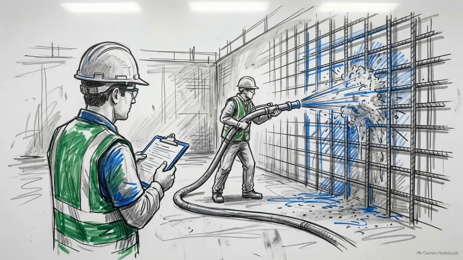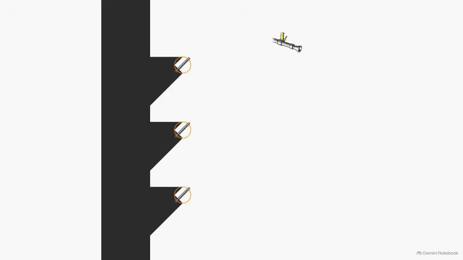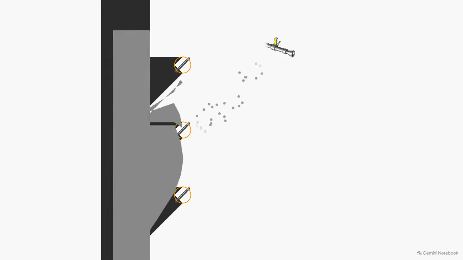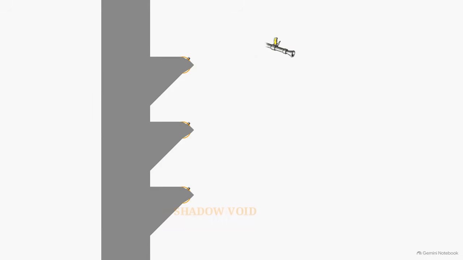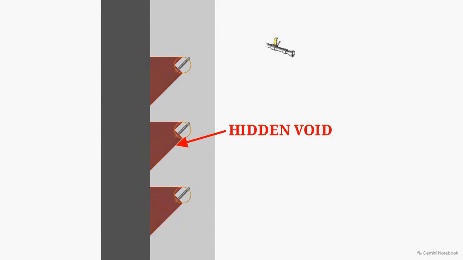An inspector's impact is most significant during the placement itself. The primary objective is to ensure that no visible defect is allowed to become a hidden defect. You must watch the material encapsulate the reinforcement in real time. If a nozzle angle is too steep, it creates a shadow void behind the bar. Without immediate correction, the next pass of material will bury that void, making it invisible from the surface.